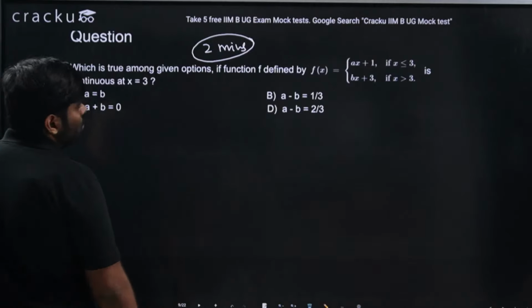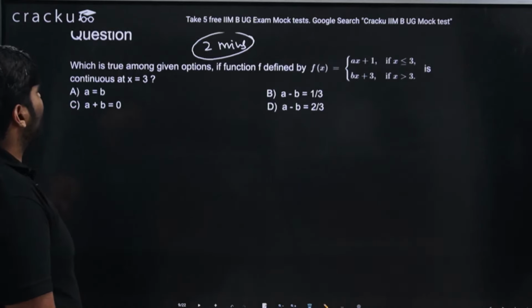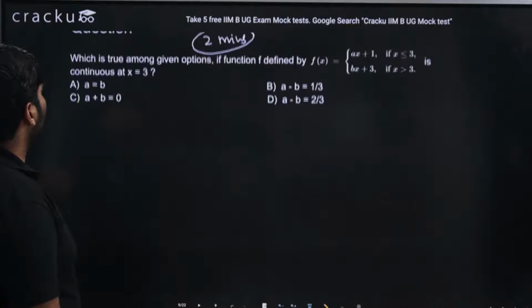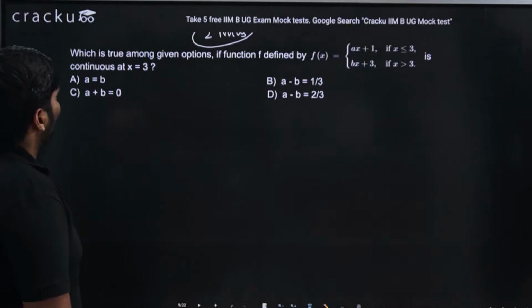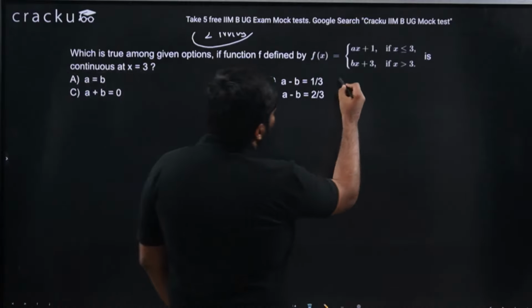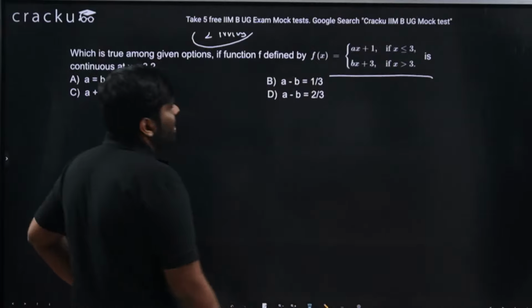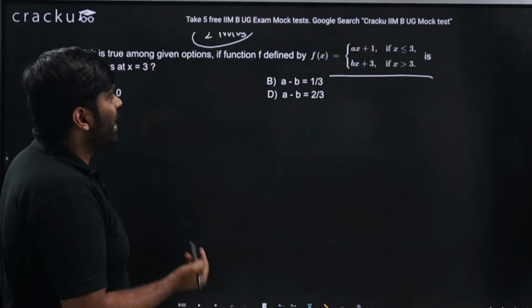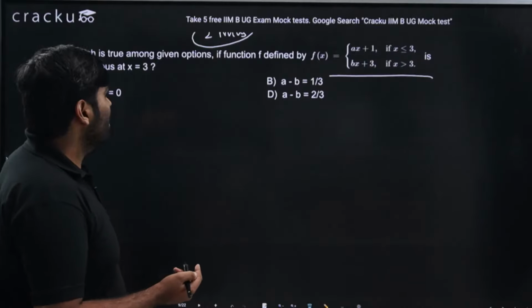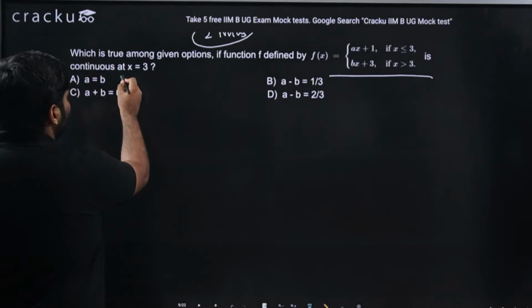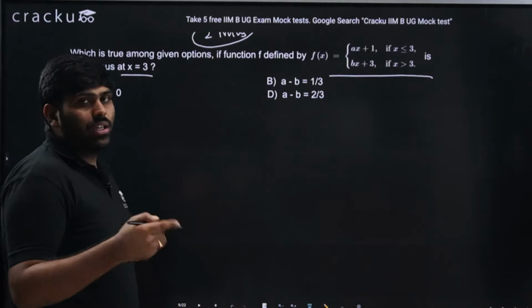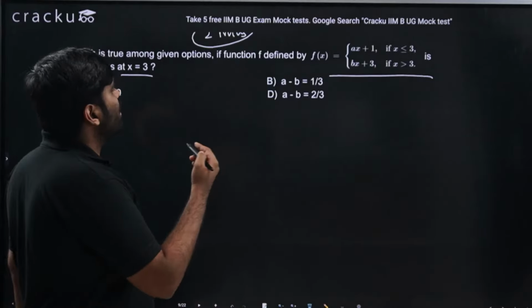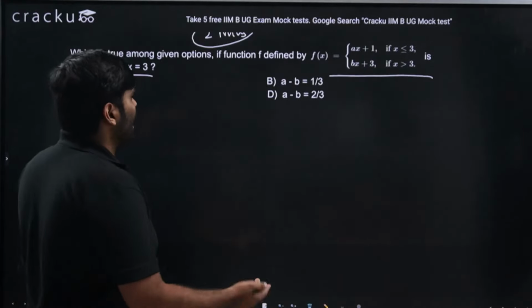All right, so I guess the 2 minutes timer is up, and let me solve this question for you. Which is true among the given options? Function f is defined by ax plus 1 if x is less than or equal to 3, and bx plus 3 if x is greater than 3. This function is continuous at x equal to 3. What is the relation between a and b is what is being asked.